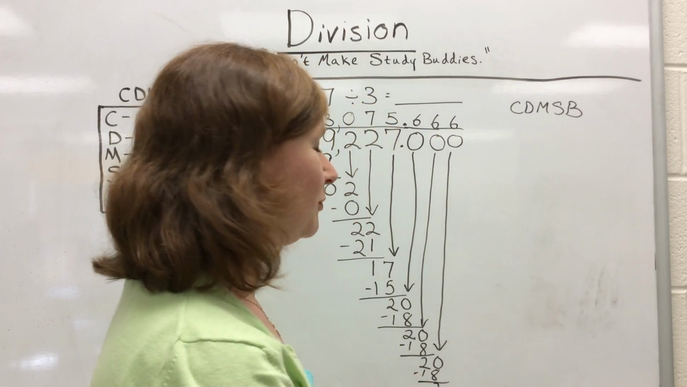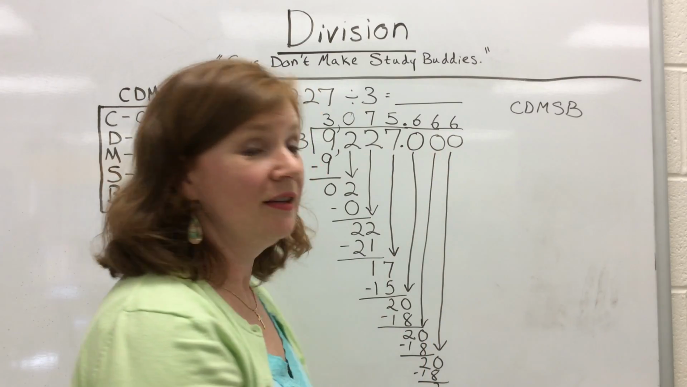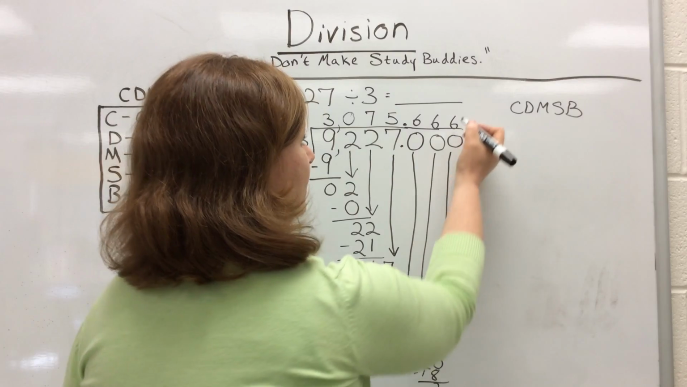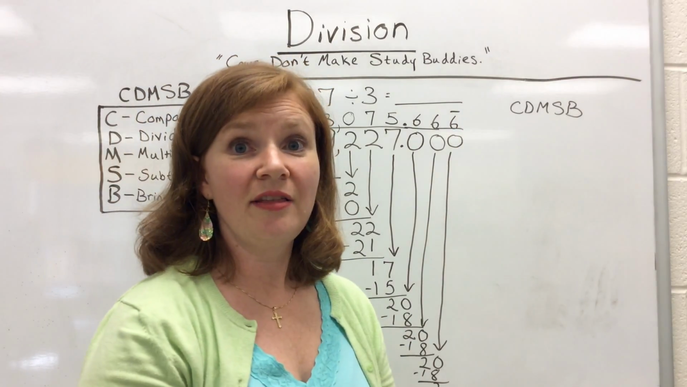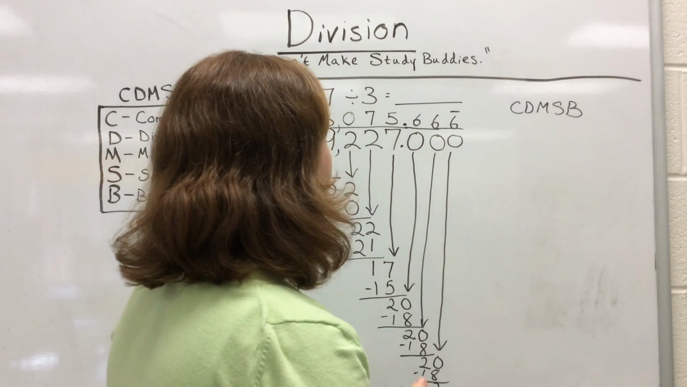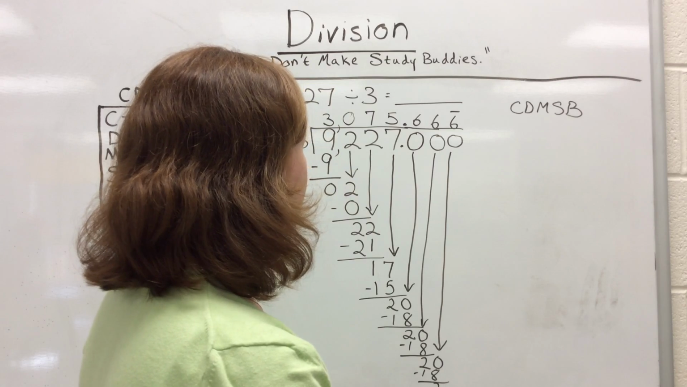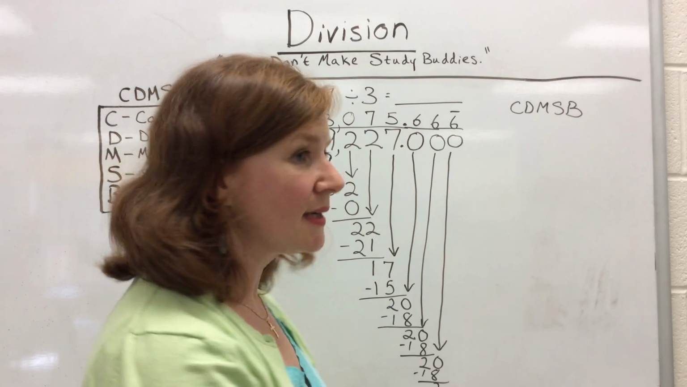I can see a pattern forming here, and I can see that my 6 will continue on forever and ever if I keep going. That means if I want, I can put a line above my 6, and that just means it's repeating forever. So at this point, I could say my quotient is 3075.6 repeating.